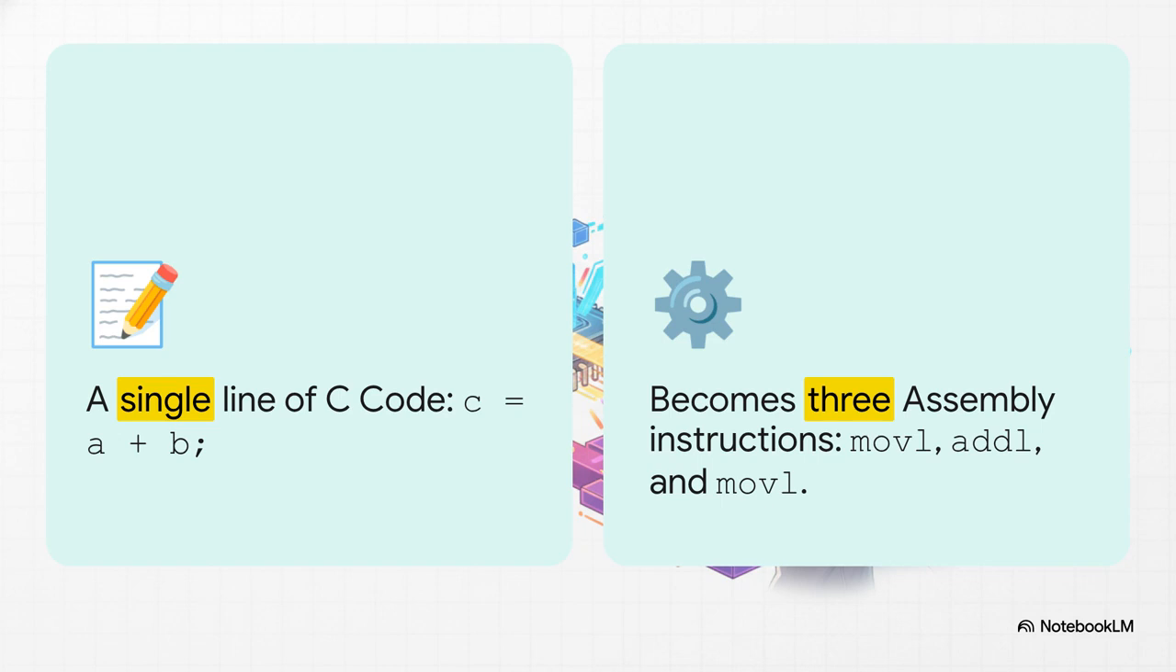And here's why. The CPU can't just add 2 numbers that are sitting in memory. It doesn't work that way. First, it has to use an instruction like movel, which stands for move long, to copy the first value A into a super fast little storage spot right on the processor itself called a register. Then, it uses addl to add the second value B to that register. And finally, it has to use another movel instruction to copy the result back out of the register and into memory where C is stored. One simple idea, 3 distinct steps for the machine.